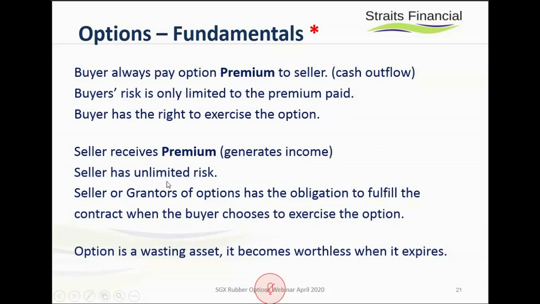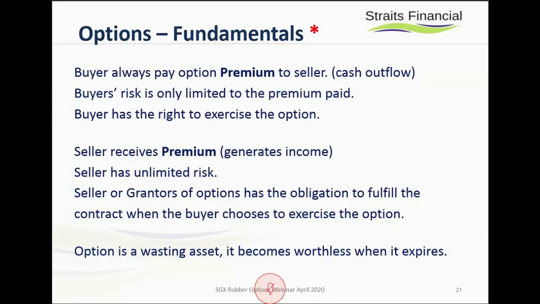Okay? The seller has unlimited risk. And the seller, also known as the grantor or the writer, has the obligation to fulfill when the buyer chooses to exercise the option. All right? So in other words, if you had a car accident and you go to the insurance company and you say, I want to repair my car, the insurance company has the obligation to fulfill, because he collected your premium, he has to repair the car for you.